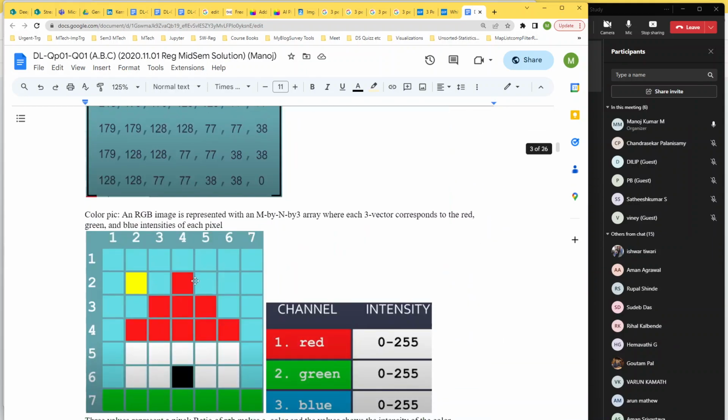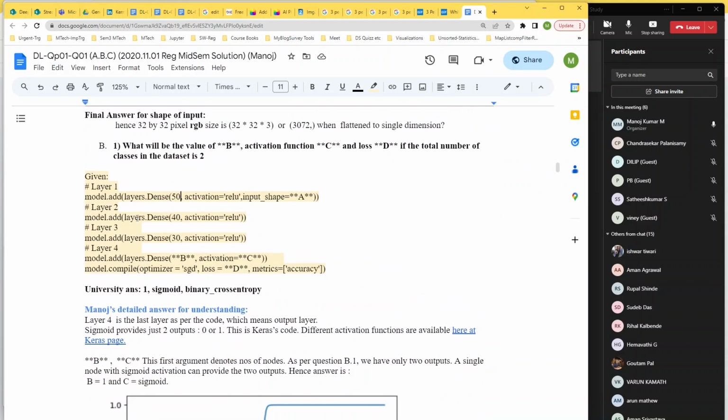Oh, there's no representation. Okay. Each node, each input will be connected to this. Okay, fine. So here we have 50. This 50 value. Let's read it.